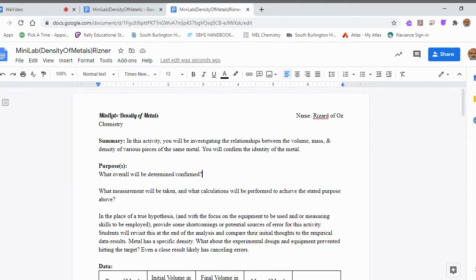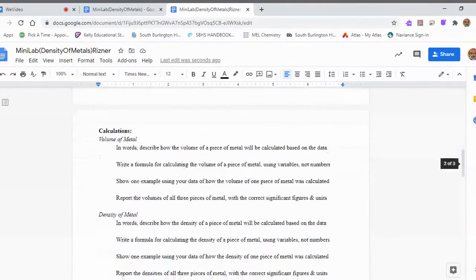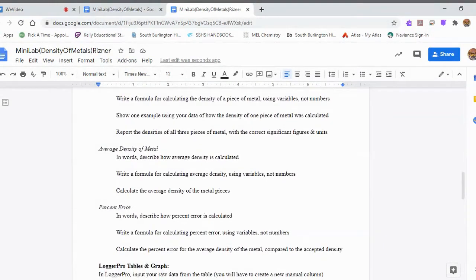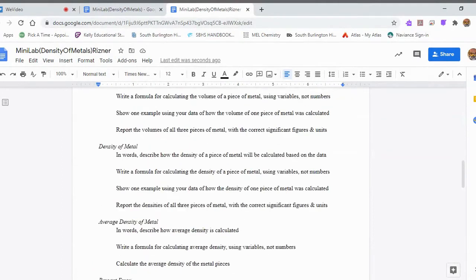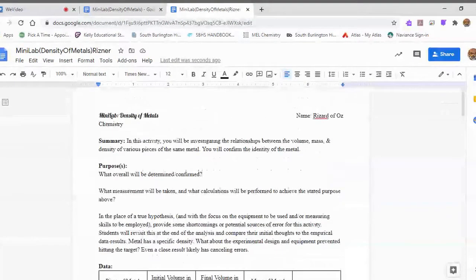And so you can see in the summary, or if you scroll down and look at some of the last calculations, aside from percent error, you're calculating the density of a metal. In the summary, it says you're looking at the relationships between the volume, mass, and density of various pieces of the same metal. And so your overall purpose could be either both of those things restated, or just one, or just the other. So you could say the purpose of this activity is to investigate how volume, mass, and density are related for different pieces of the same material.